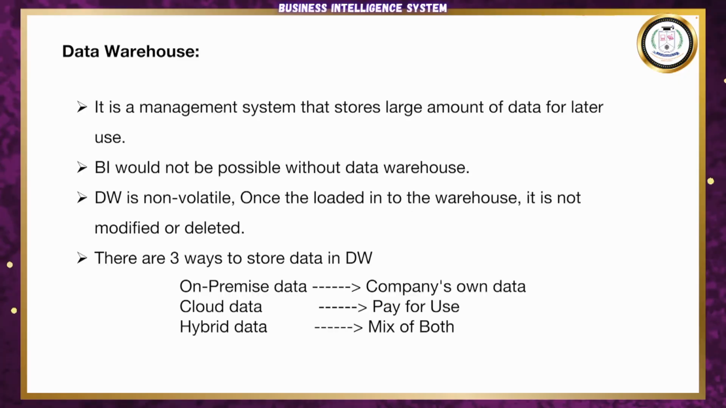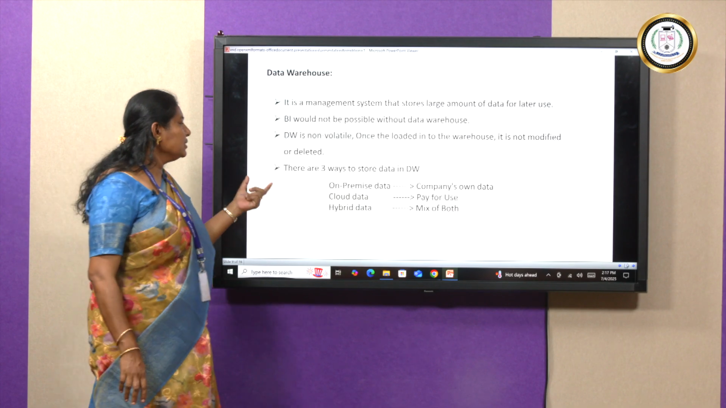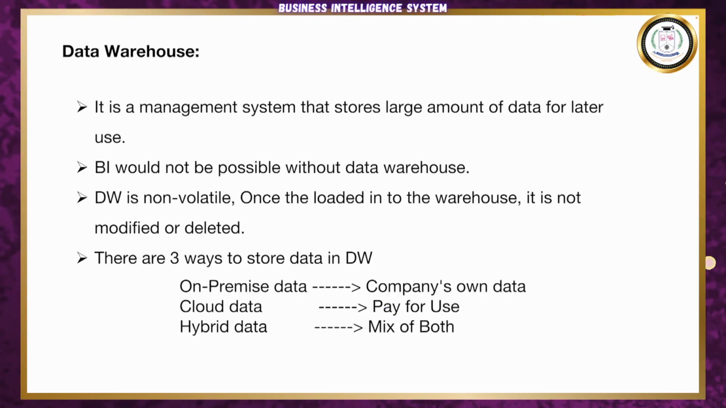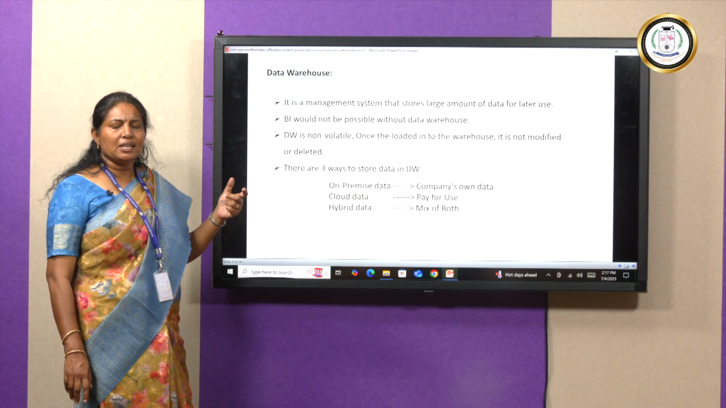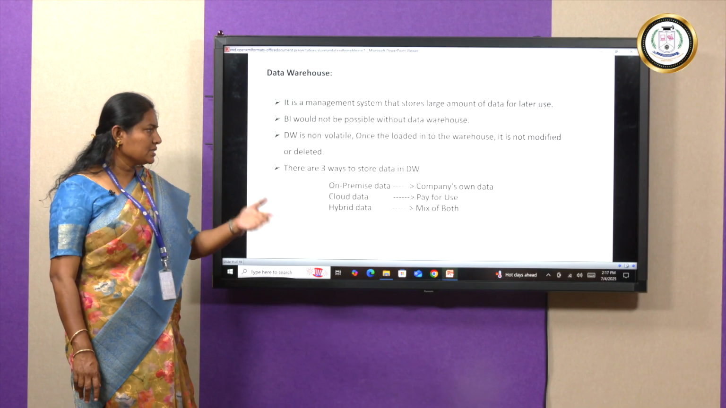Then the data warehouse is non-volatile, which means once we load the data into the data warehouse, it will not be modified or deleted. There are three ways to store data in a data warehouse: on-premise data, cloud data and hybrid data. On-premise data refers to companies' own data. They maintain their own database to store their day-to-day activities data.